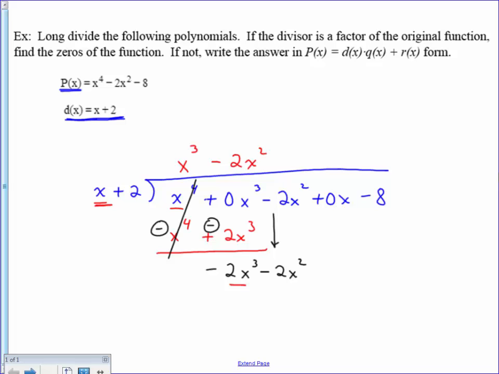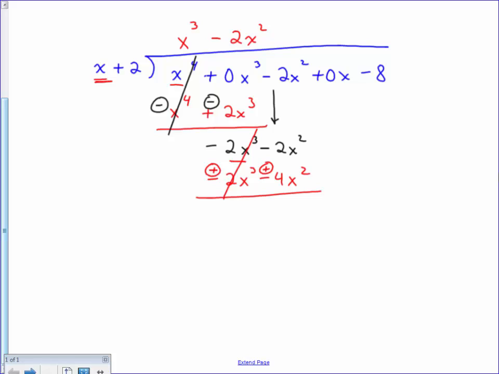Multiply the negative 2x squared by the x, that'd give me negative 2x cubed. Multiply negative 2x squared by the 2, that would give me negative 4x squared. Draw a line, change the signs. These two would cancel. I would then have negative 2x squared plus 4x squared. So that would be positive 2x squared. Bring down the 0x.